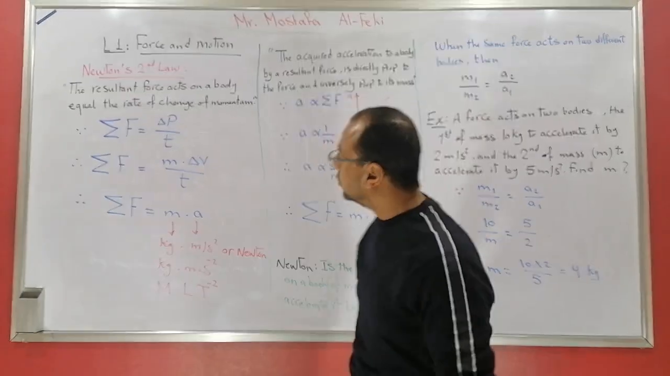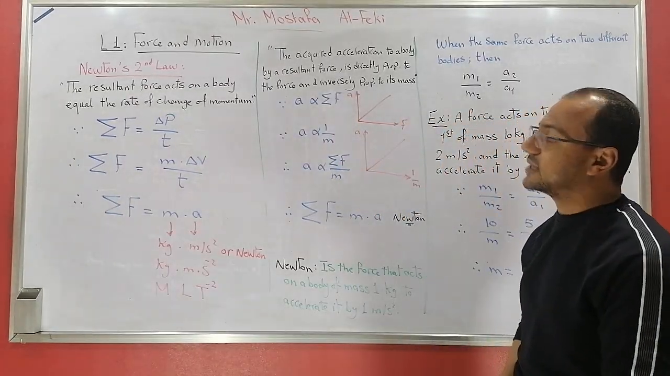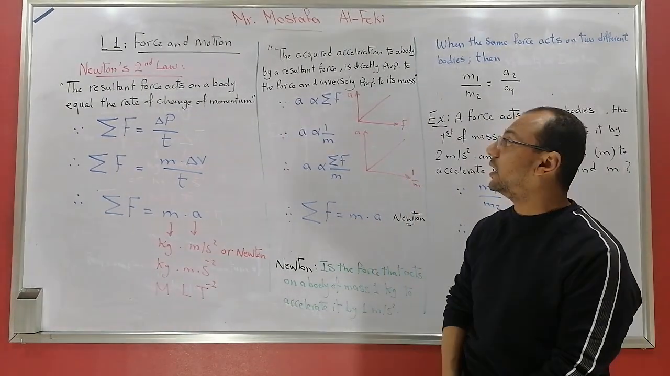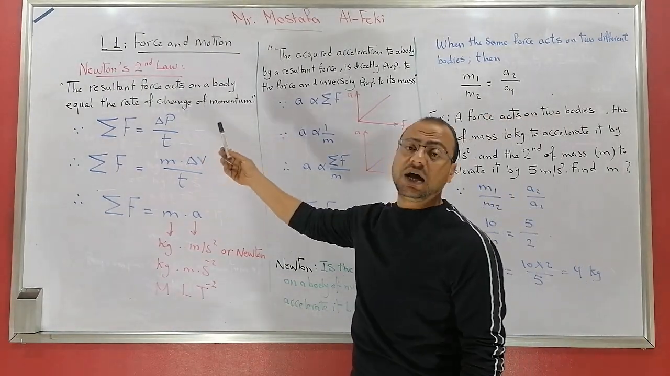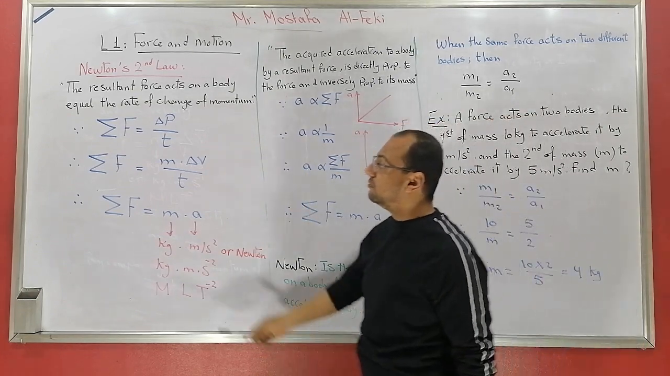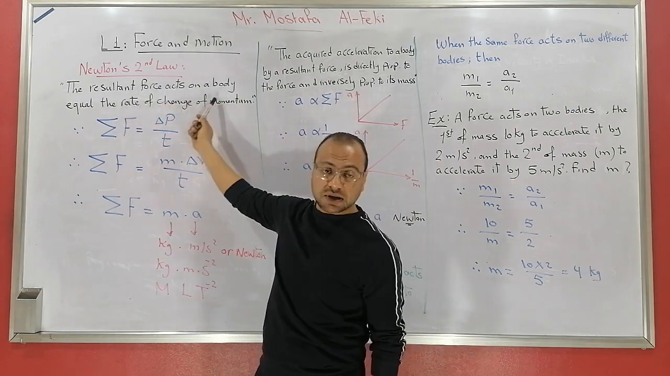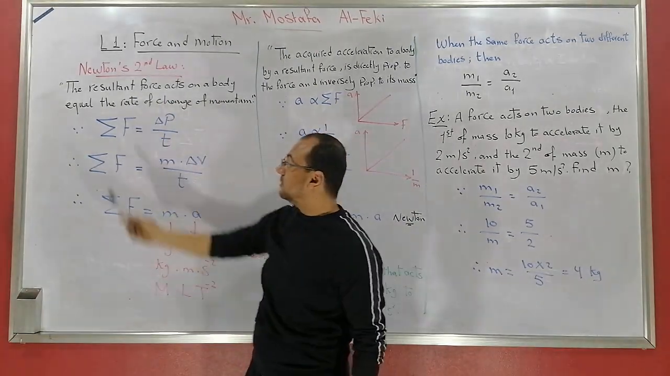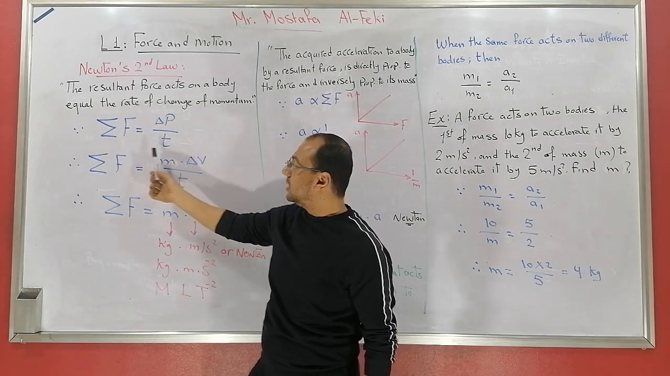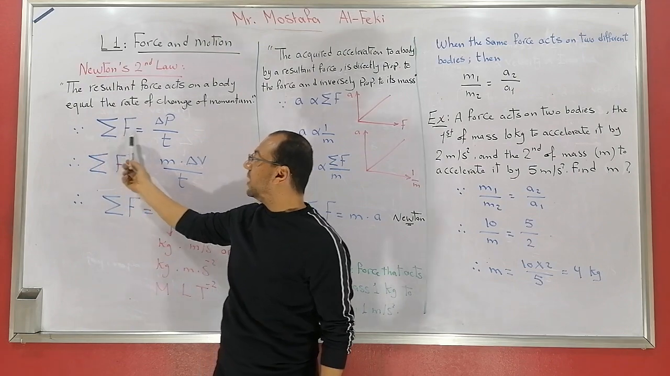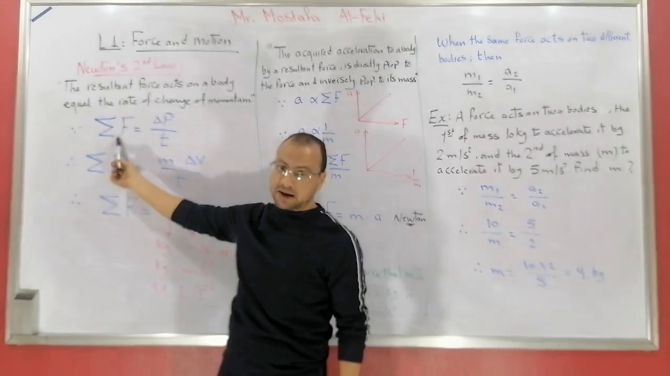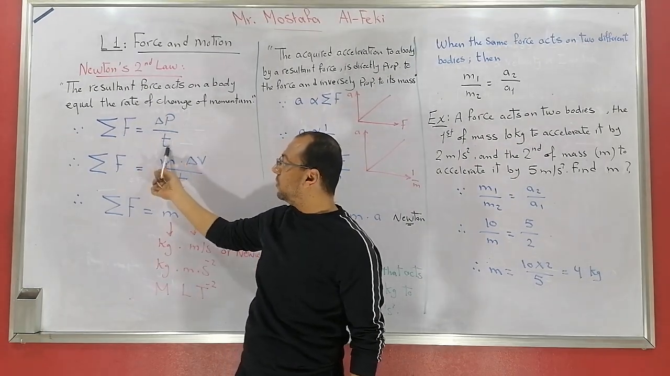Newton's second law. The second point in this lesson is Newton's second law, and Newton's second law is verified by two different definitions. The first definition: the resultant force acting on a body equals the rate of change of momentum. The rate of change of means divided by time. Then the resultant force sigma F equals the rate of change of momentum.